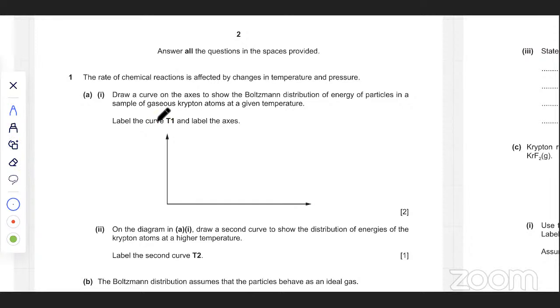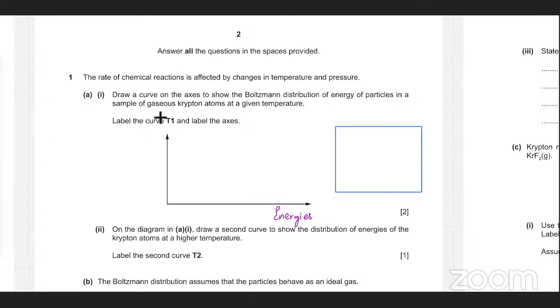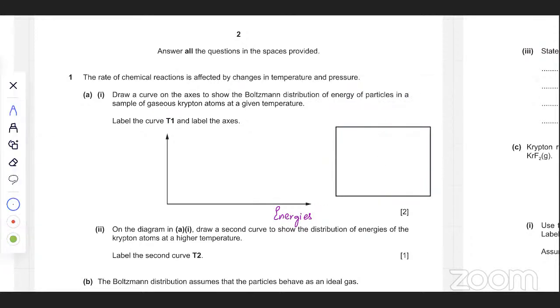So what a Boltzmann distribution is, is that it gives you the distribution of molecular energies in a container. For example, we have a container, and that container has lots of particles. So imagine many gaseous krypton particles present in the container. What's going to happen is all these particles would be moving around, bumping around, and they would be losing and gaining energies. But most of the particles would be present close to an average energy.